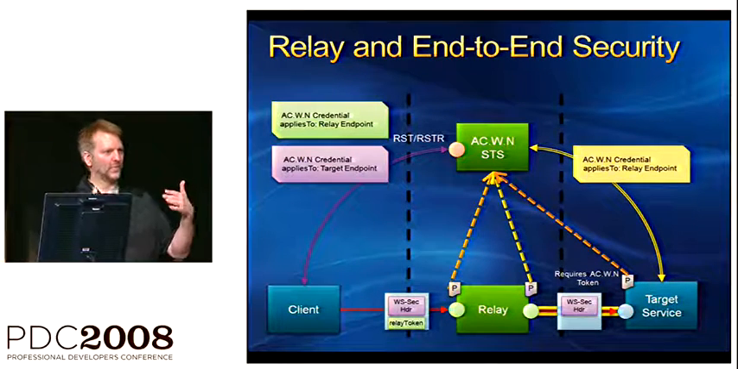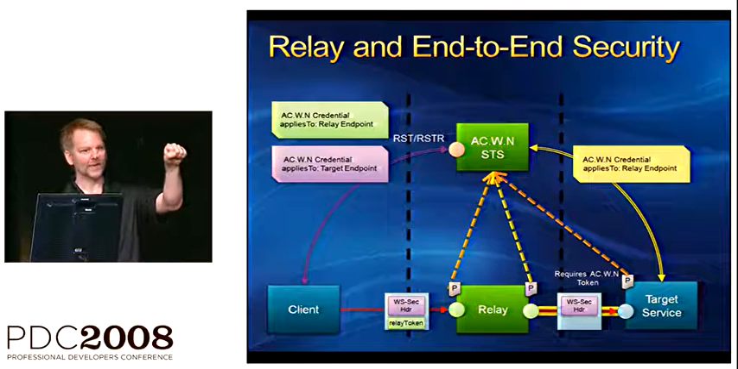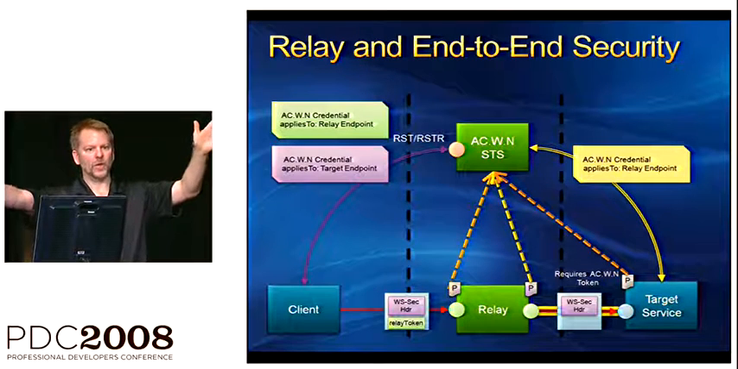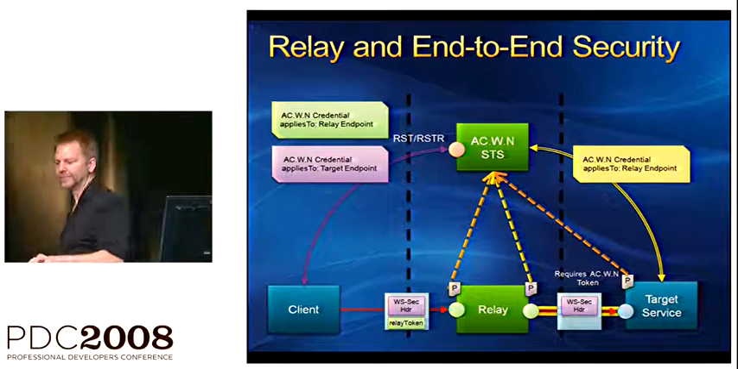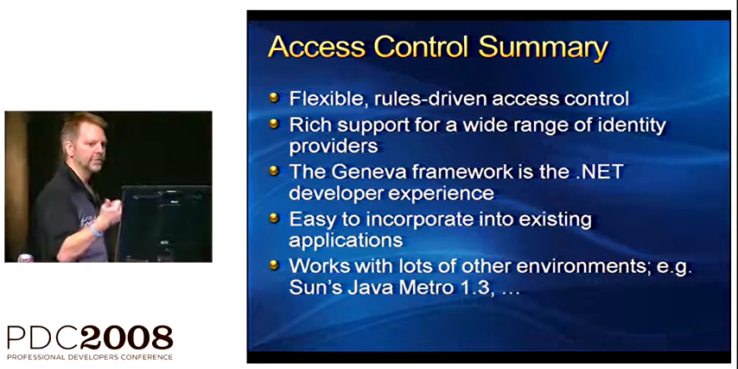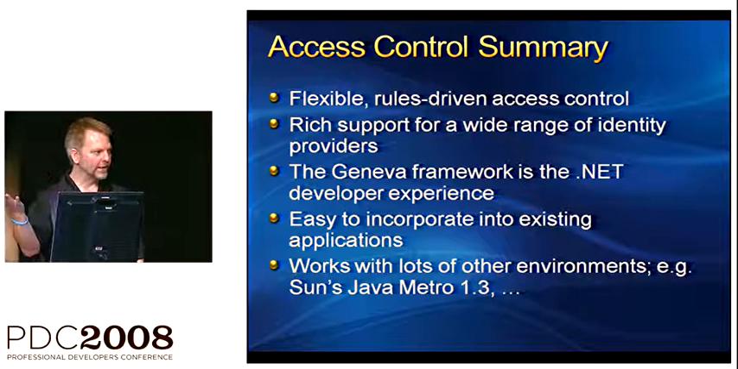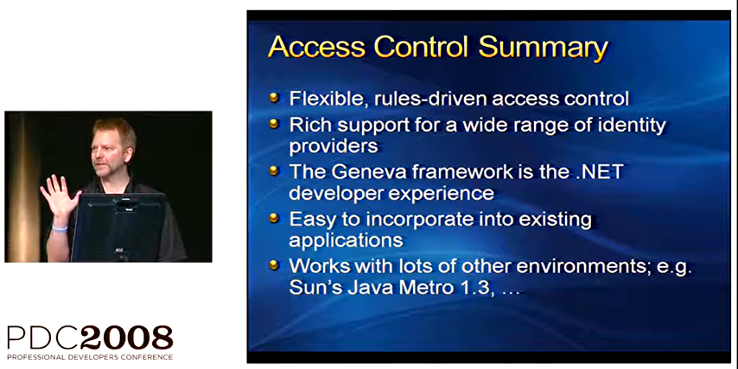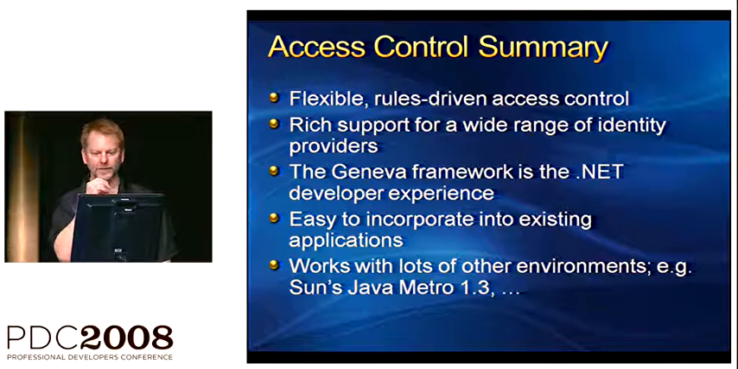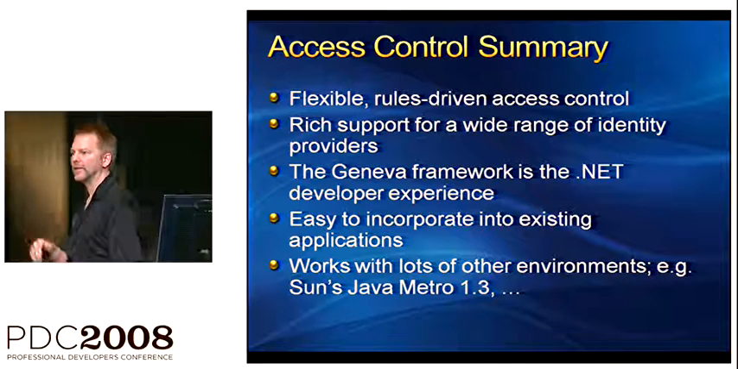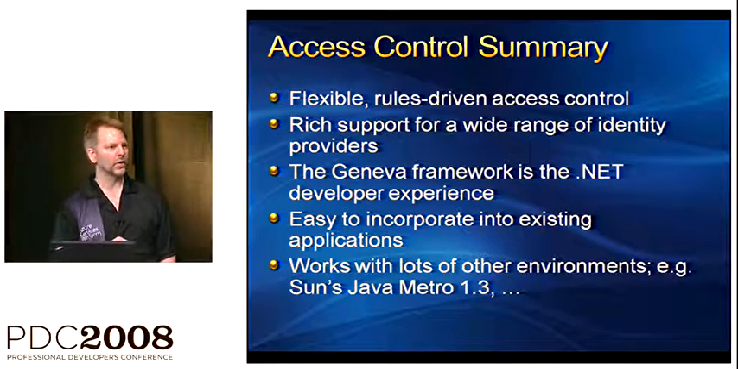Yes, so the question is, are we really using 2 tokens? Absolutely. There's one for the relay and one for your app. We'll pick off the relay one, and we'll transmit the one for the app all the way through end to end. Okay? All right. So the access control system, flexible, rules-driven access control, supports a wide range of identity providers, as we talked about. We use the Geneva framework as the programming model. That makes it super easy to integrate into ASP.NET and other technologies. And we test this with other frameworks like Sun's Java Metro technologies to make sure that we're sticking with the standards and this all works.